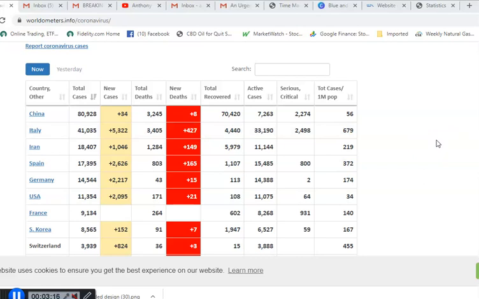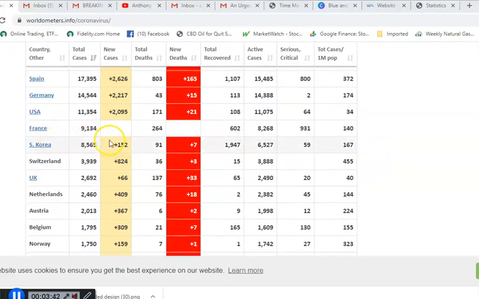What is more worrying is that other European countries almost followed Italy's steps. For example, Spain yesterday had 2,626 cases and more than 100 deaths. Germany yesterday had 2,217 cases. France, the data is not filled in here, but yesterday they had more than 1,000 cases and also double-digit deaths. Switzerland had 800 cases, and the UK reported 66 cases, but this has no statistical significance, because this day they only had a few samples. Tomorrow, I guess, they are going to have more.